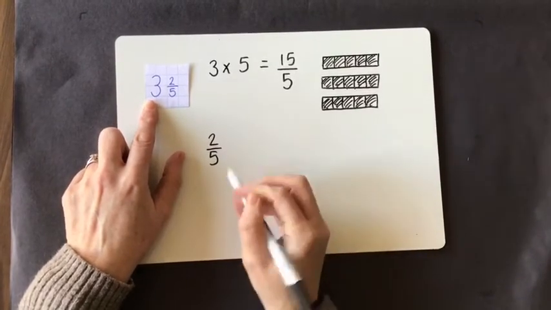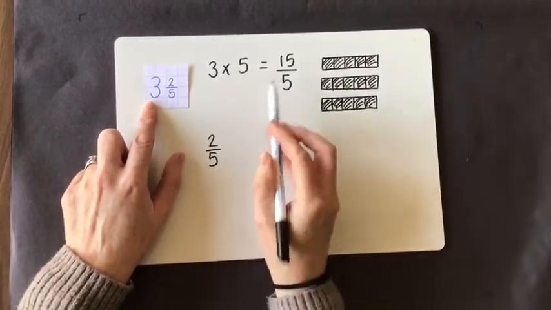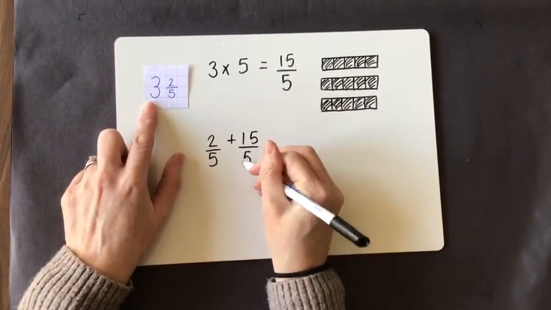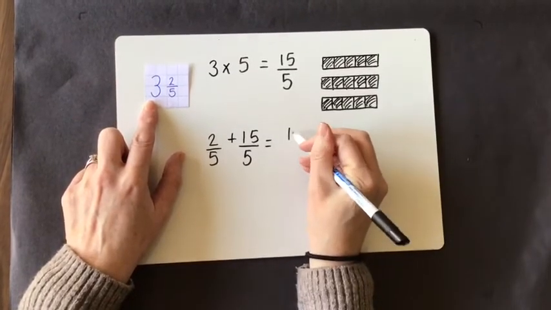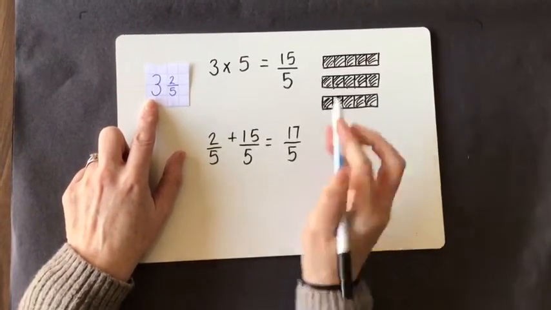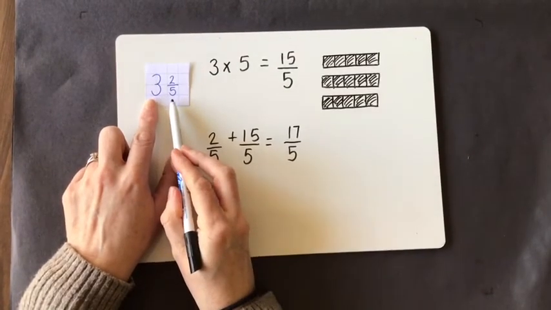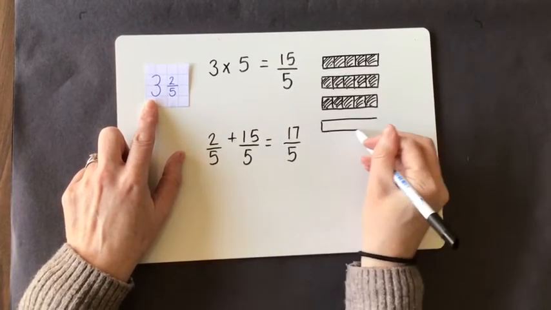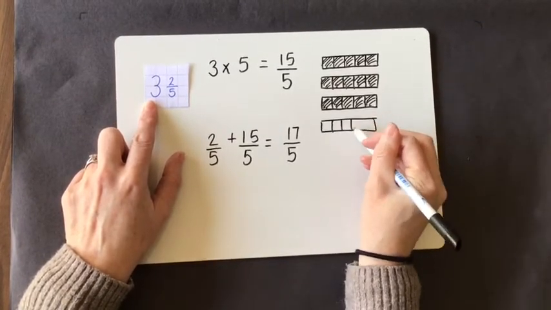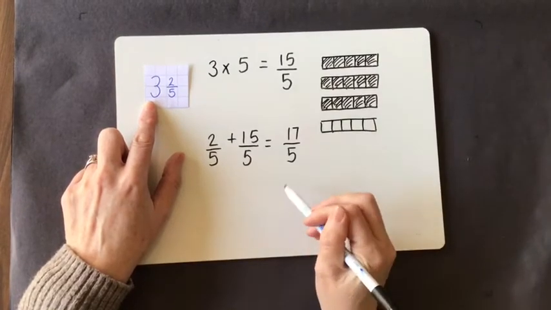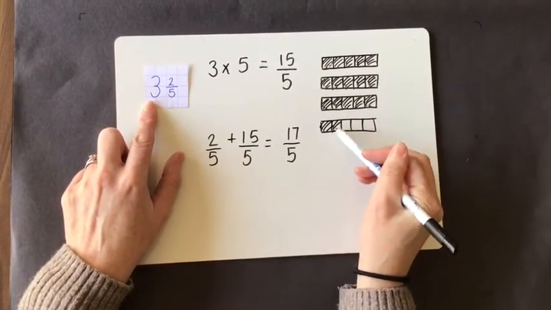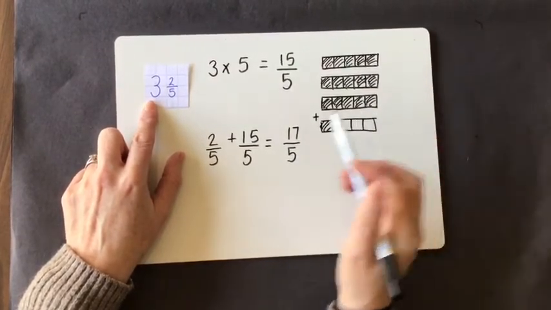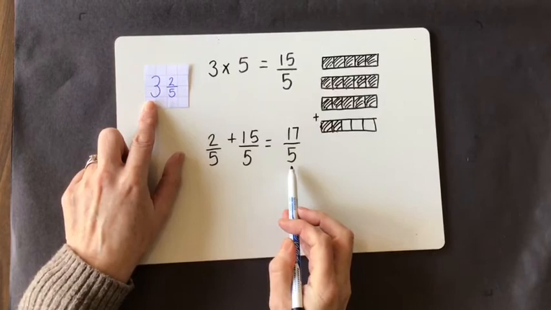So all we need to do now is add together the 2/5 and the 15/5, which makes 17/5. So 3 2/5 equals 17/5. We can put an extra bar here to show you what we mean. So we've got another bar of fifths here. I need to shade in another 2 of them. And we added these ones to this one to make 17/5.